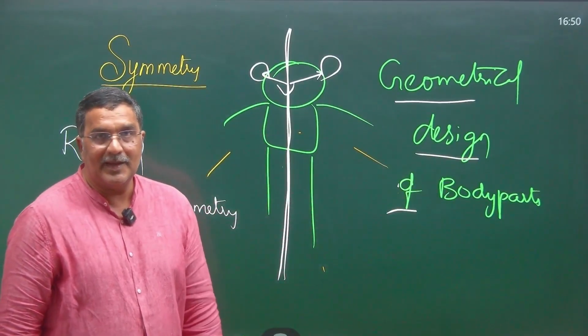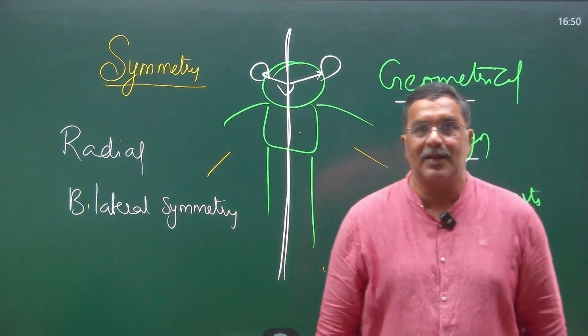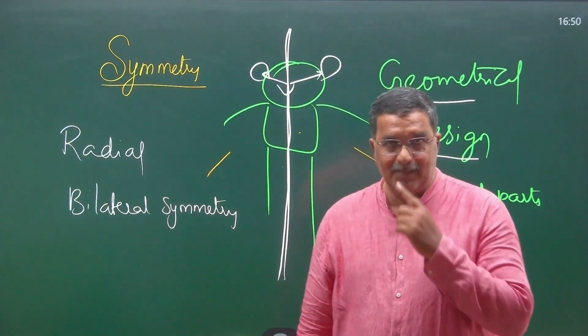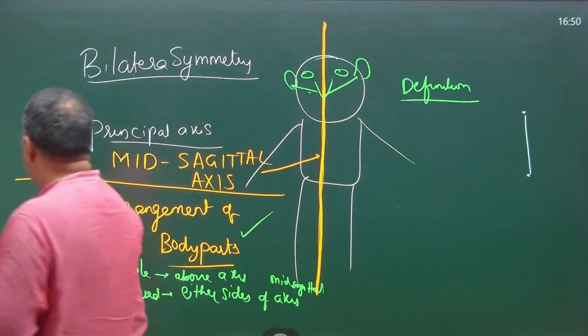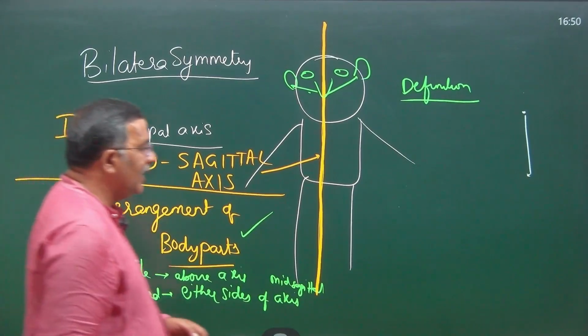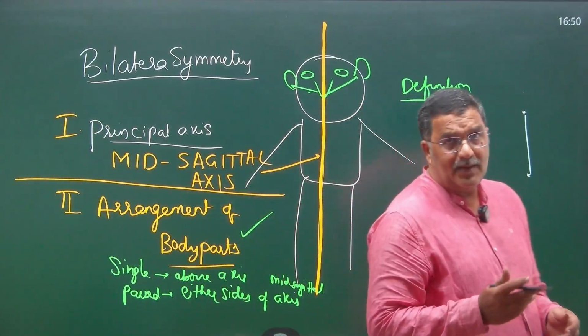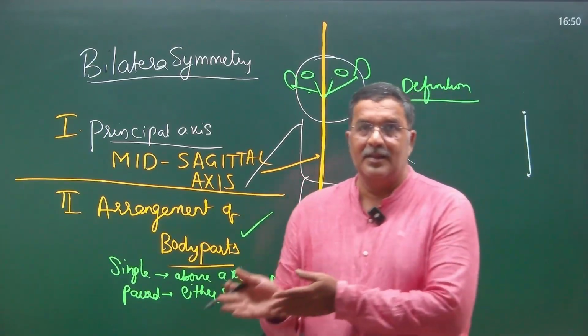So, there is a geometrical design. Organisms having a geometrical design of body parts, you may call them symmetrical animals. Symmetry basically has two types: radial and bilateral symmetry. Based on their symmetry, they are grade radiata and grade bilateria.